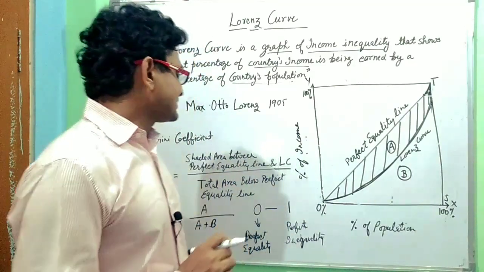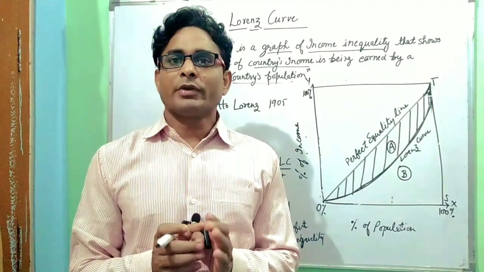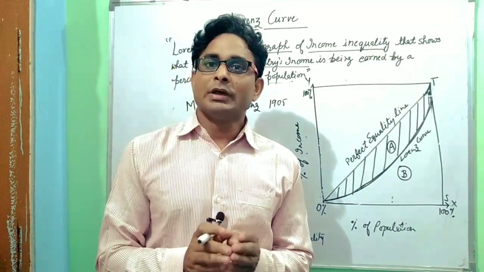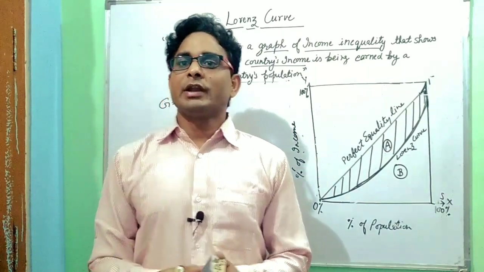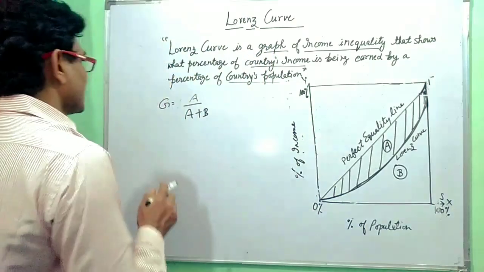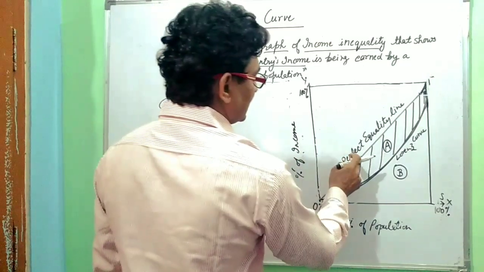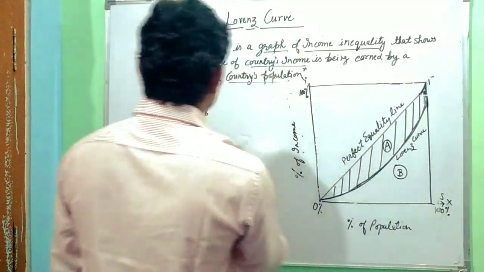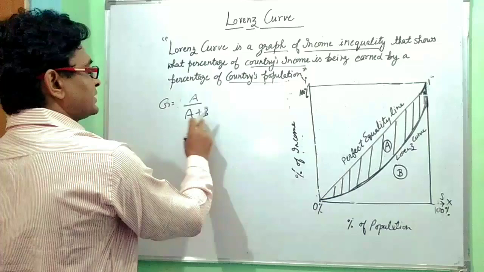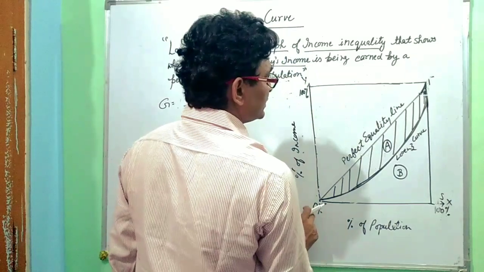Now let us move to the mathematical form. How can we actually calculate the Lorenz curve and Gini coefficient with the help of integration? Now we will derive the formula of calculating Gini coefficient with the help of Lorenz function and integration. Here we see that G is equal to A upon A plus B. A is the area between perfect equality line and Lorenz curve, and B represents the area under Lorenz curve. This whole area A plus B is the area under the perfect equality line.